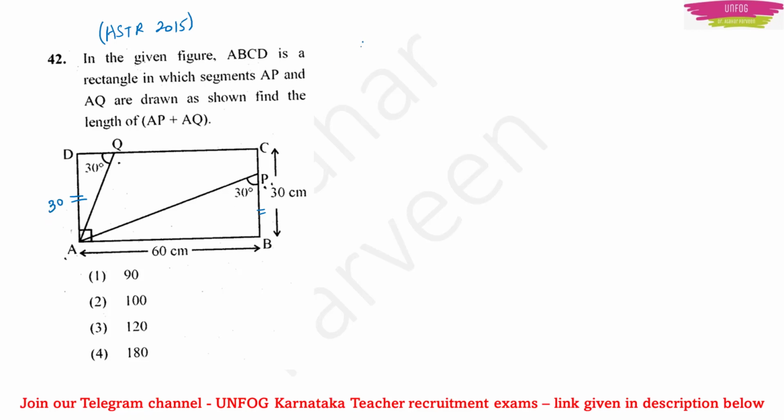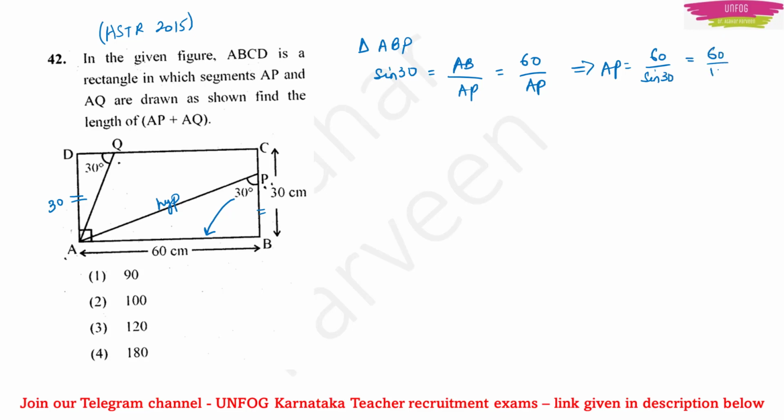So in triangle ABP, what will your sine 30 be? Now this is 30, means opposite side is AB and hypotenuse is AP. Now what is AB? It is 60, so AP is equal to 60 by sine 30. Now what is sine 30? Sine 30 is 1 by 2, so 60 by 1 by 2 will give you 120 centimeter. So this is your AP.